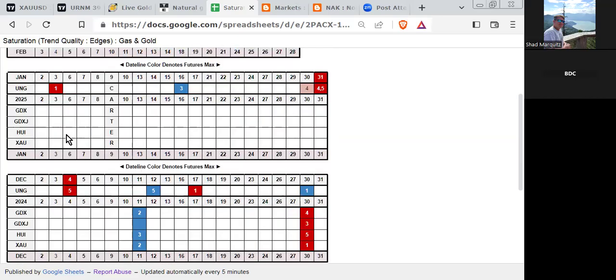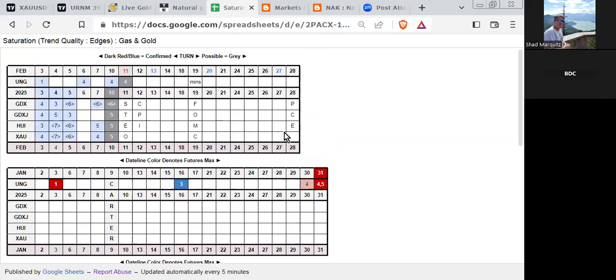And then we had the full month of January. There was some activity in here, but I whited it all out because the only thing I'm interested in are the edges. As it says up above, saturation, but what it really is, trend quality, edges. I let other people, they can have the middle ground. I just want to know when to sell and when to buy.